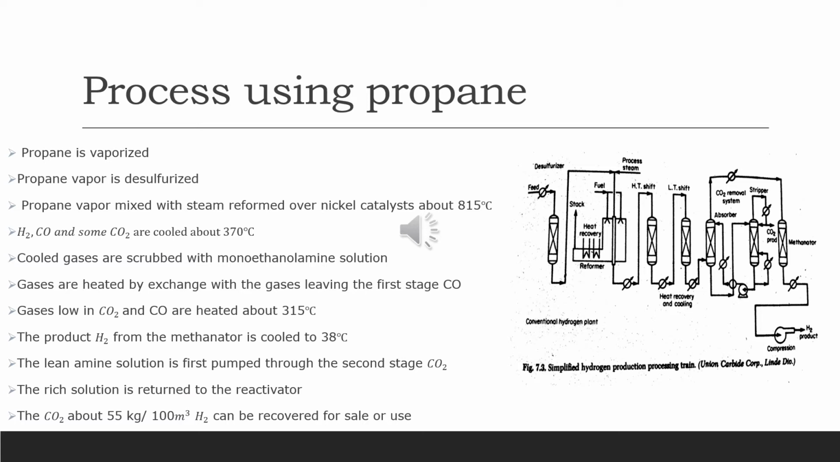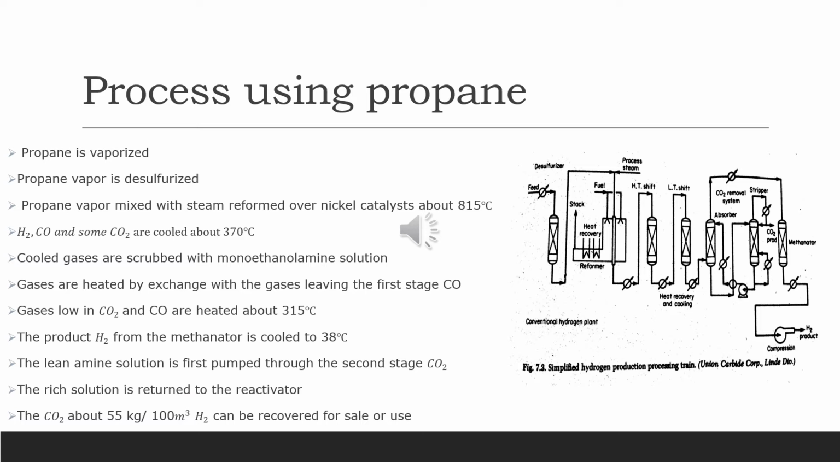Next one, the gases hydrogen, CO, and some CO2 are cooled to about 370 degrees Celsius and the partial pressure of water increases by addition of steam or condensate, and pass over an iron oxide catalyst in the first stage CO converter, where 90 to 95% of the CO is converted to CO2 with more hydrogen. This is the so-called shift or water-gas conversion reaction.